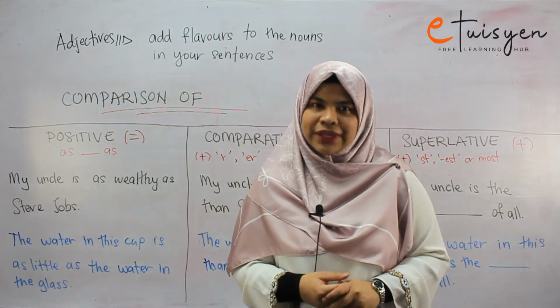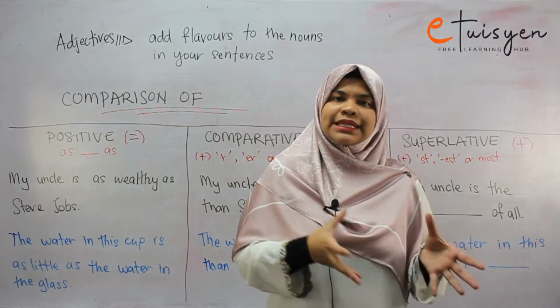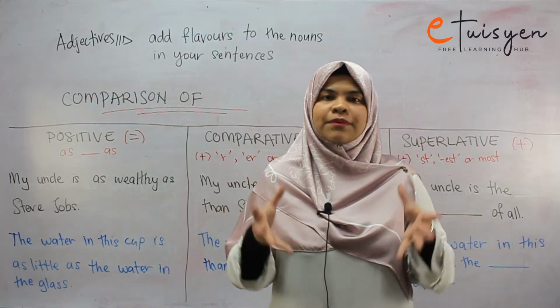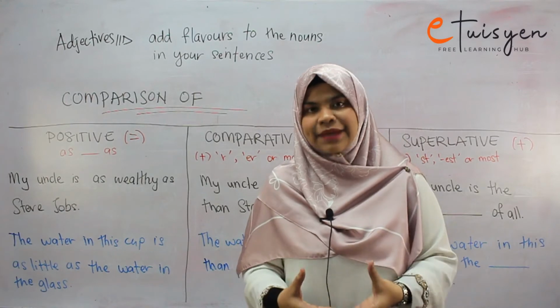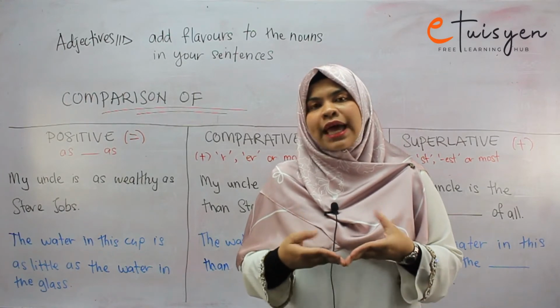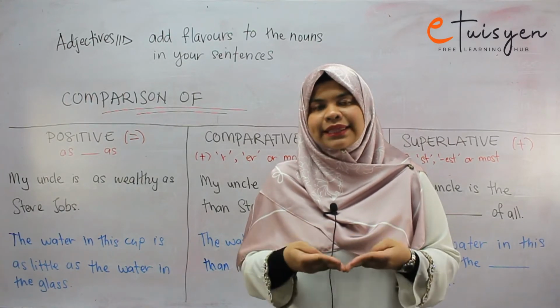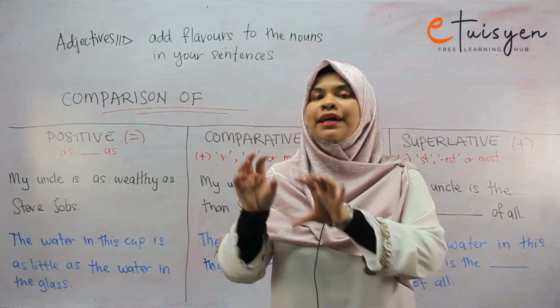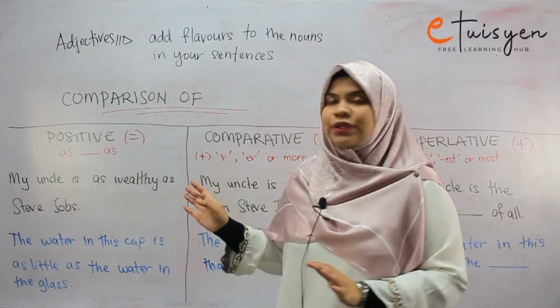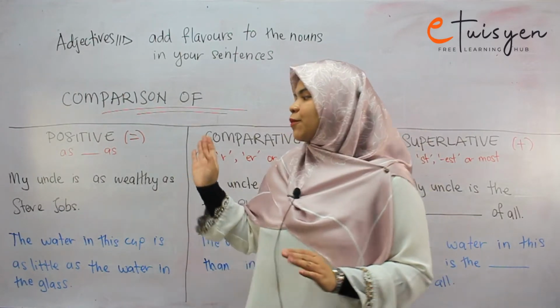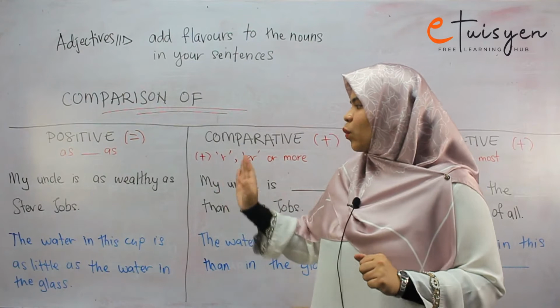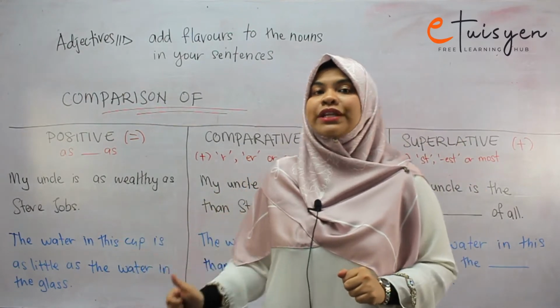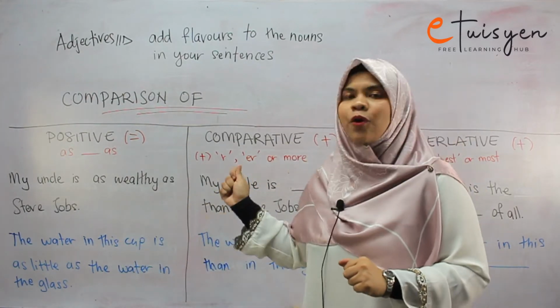Okay. So usually when you see sentences trying to compare something that has the same level of adjective, usually in the sentence there are two words, as. Okay, so let's go through the first example that I have here. My uncle is as wealthy as Steve Jobs. So the adjective that I use here is wealthy.